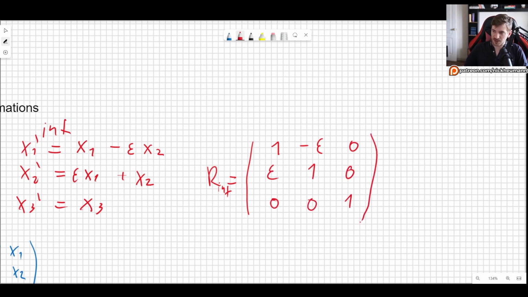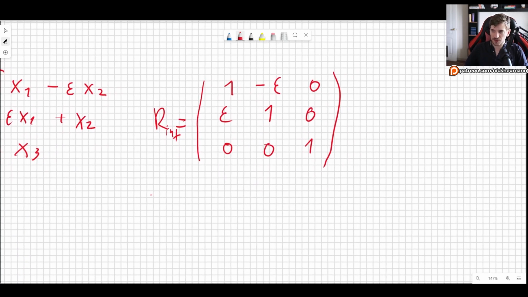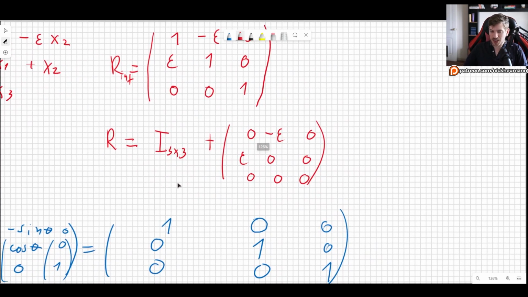So what we can see here is that we can write this in the following way. Whenever we have this infinitesimal rotation, we can write it as the 3 by 3 identity matrix plus this matrix with 0, minus epsilon, 0; epsilon, 0, 0; 0, 0, 0. So that's what we can write it as. And that's going to be very interesting because that's actually going to be happening over and over again. We will see that again in the future.